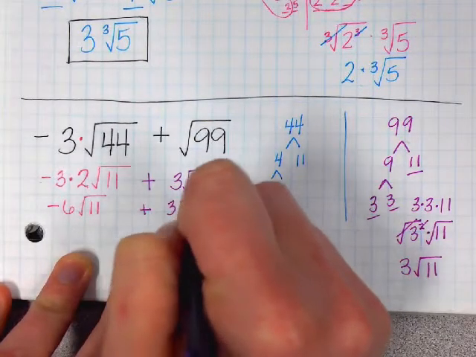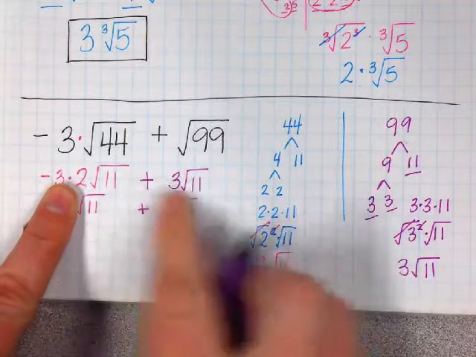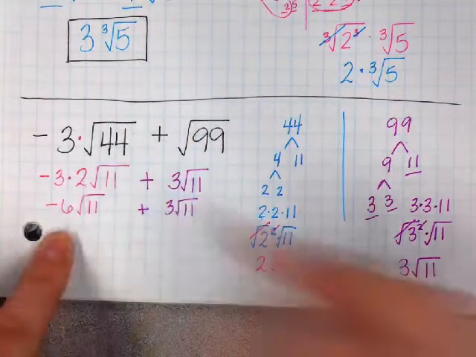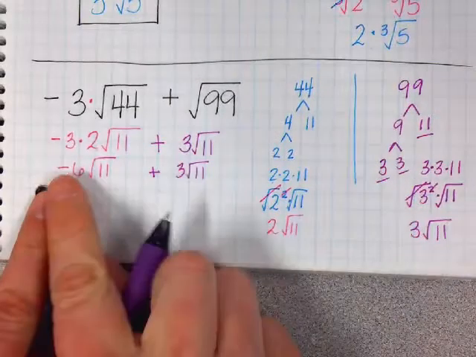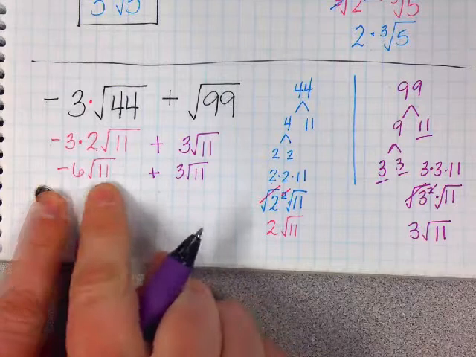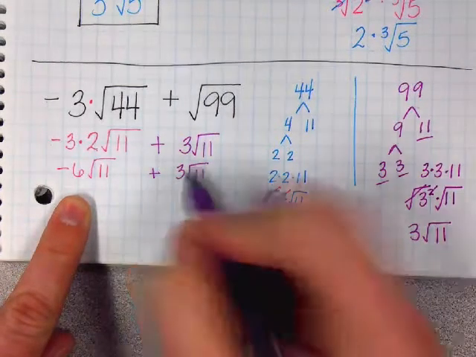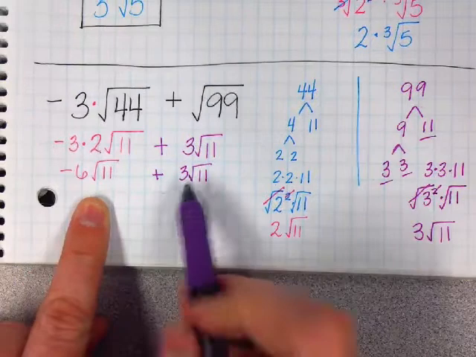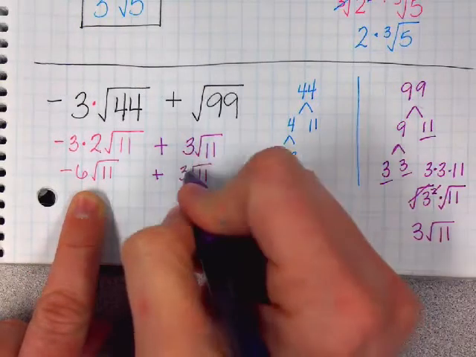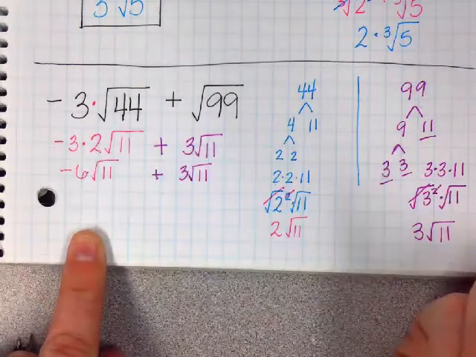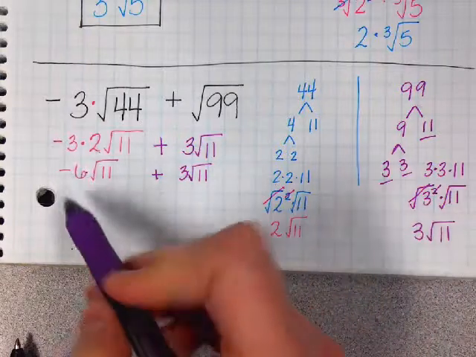I'm going to bring it down one more time just because there was an extra step here. This one doesn't have an extra step because there was no number out multiplying. Then we have negative 6 square root of 11 plus 3 square root of 11. Notice again, that's not the index. That is just the number multiplying out front. So I could put a multiplication if I wanted to, but I don't have to.